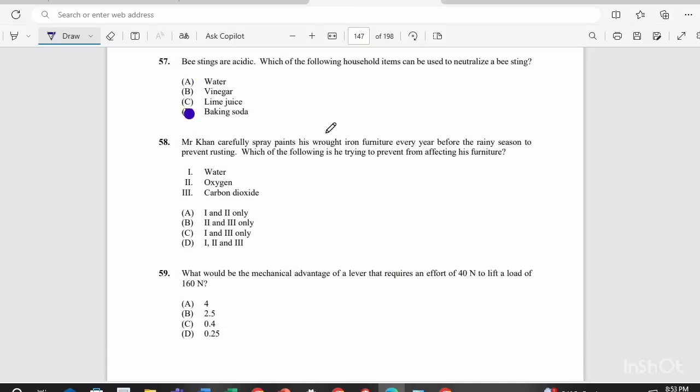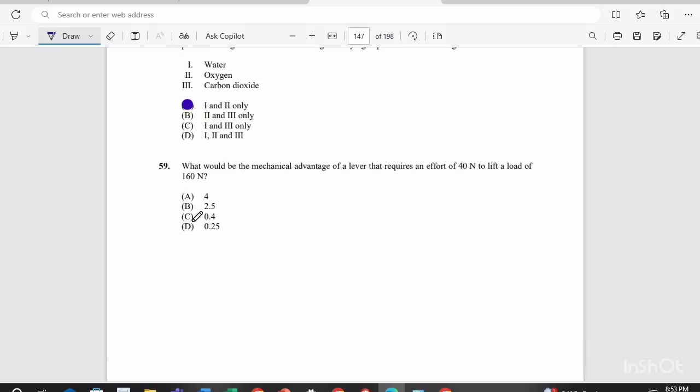Question 58. Mr. Khan carefully spray paints his rough iron furniture every year before the rainy season to prevent rusting. Which of the following is he trying to prevent from affecting his furniture? Is it water, oxygen, or carbon dioxide? The answer there would be A, water and oxygen only.